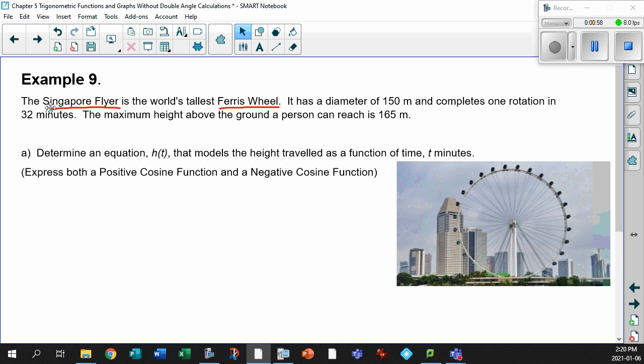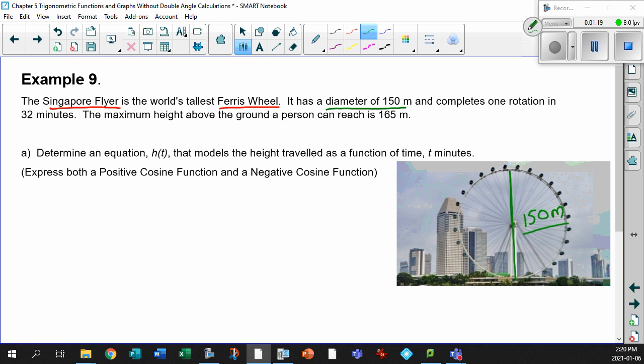But anyways, let's look at this. Let's see if we can figure out a sinusoidal function for this. Now, why? Because it's there. All right. So take a look at the information I've given you. This thing has a diameter of 150 meters. So from here all the way up and down, this is 150 meters diameter.